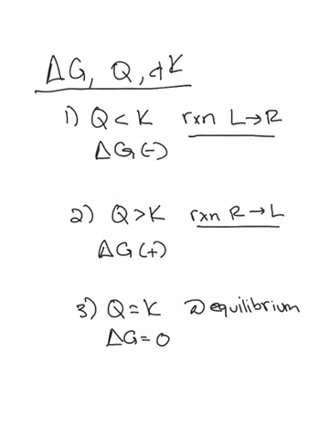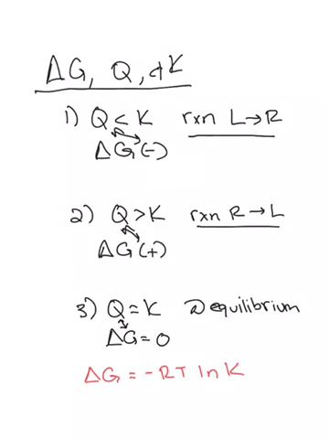So there's this mathematical relationship that apparently I can tie delta G to Q, right? And the mathematical relationship turns out to be this. Delta G equals minus RT ln K.